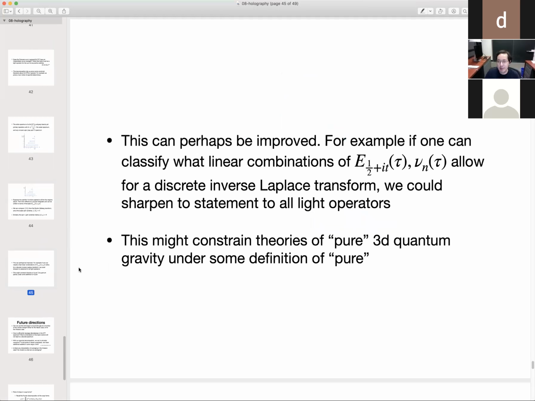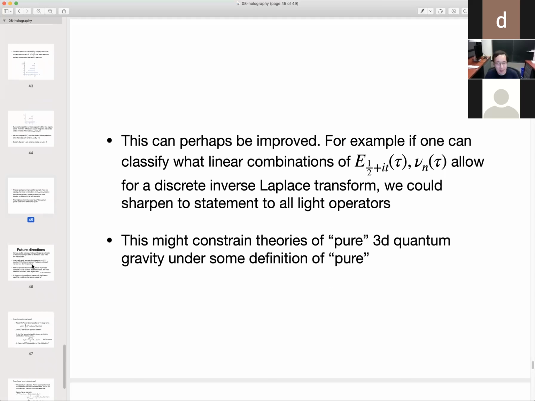I personally believe this bound can be improved if one introduces notions of discreteness. I'm very happy to discuss this more in the discussion session, but I think if you impose that the inverse Laplace transform must be a sum of discrete delta functions, it's possible that you could get rid of some of these constraints and determine the entire spectrum from even less data. And also this might constrain theories of pure quantum gravity under some definition of pure.